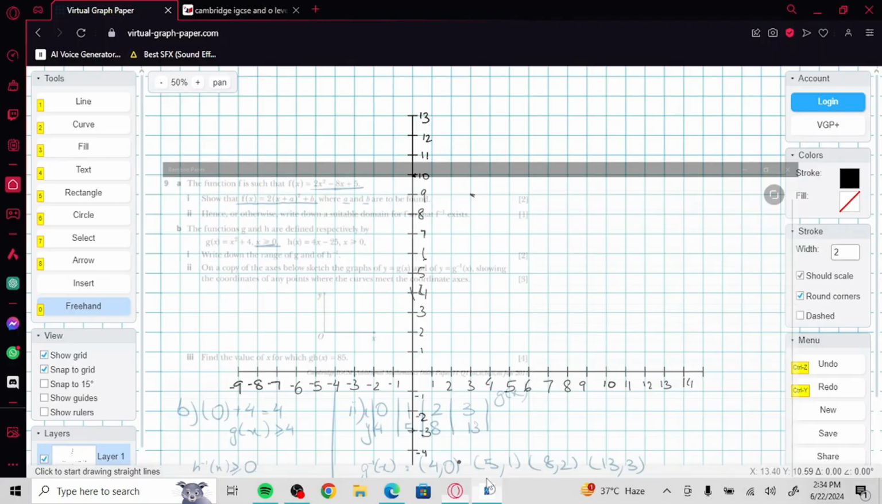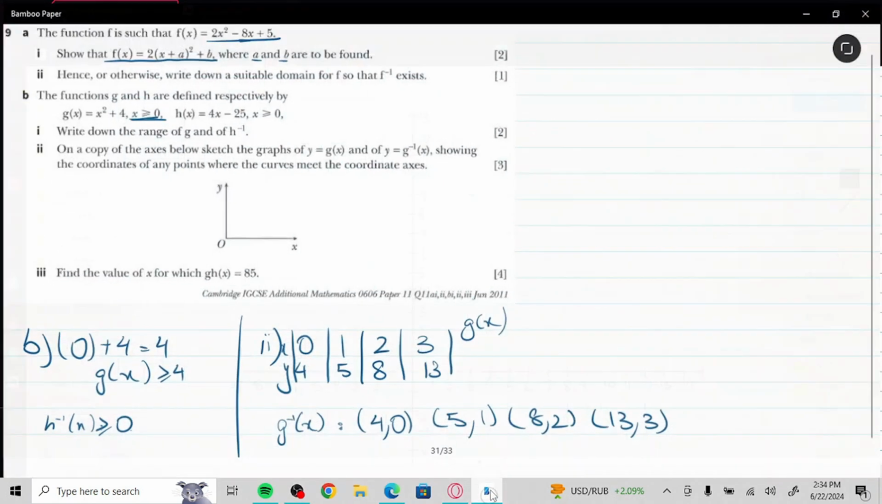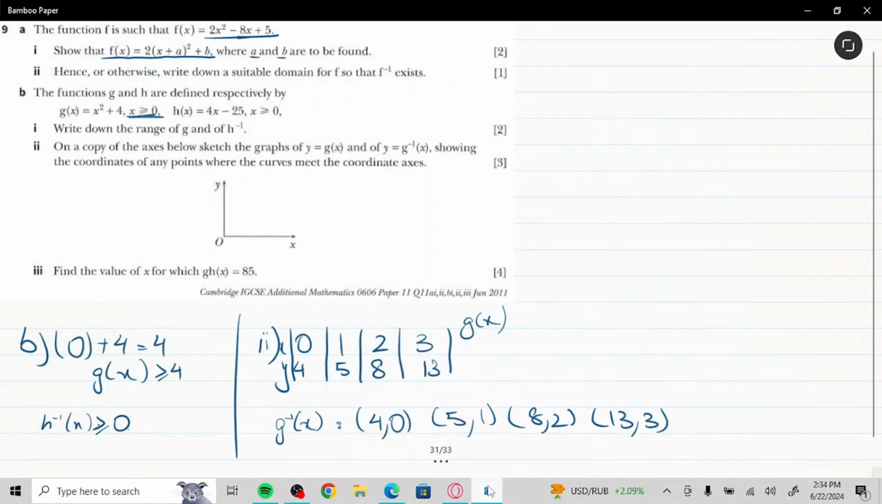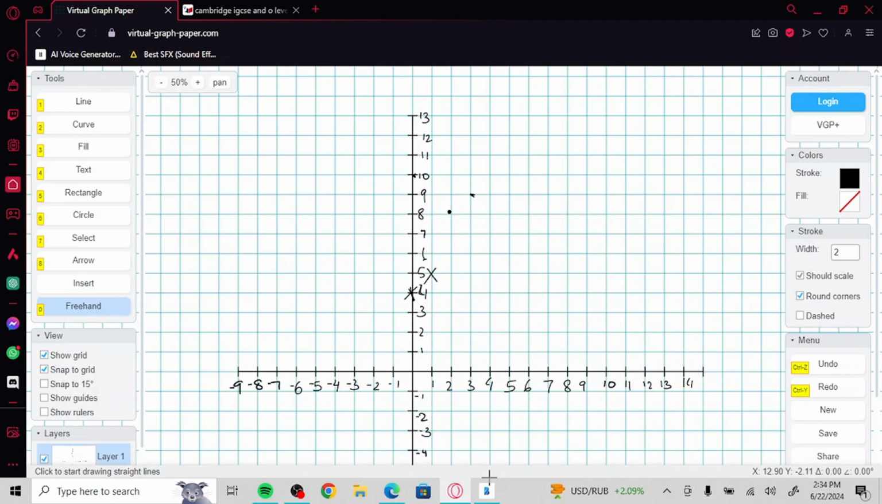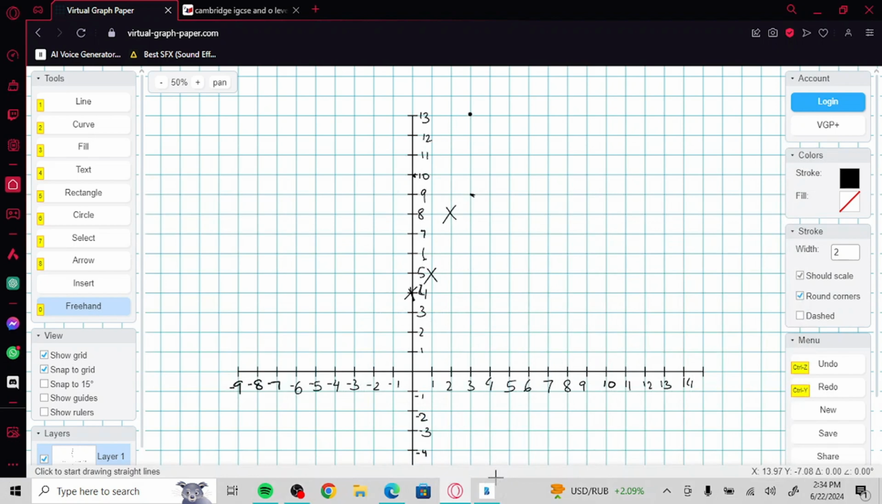First of all, for g(x), when x equals 0, y is equal to 4. So that's our first point. When x is equal to 1, y is equal to 5. Our second point is here. When x is equal to 2, y is equal to 8. We go up here. When x equals 3, y is equal to 13. And all the way up to there.